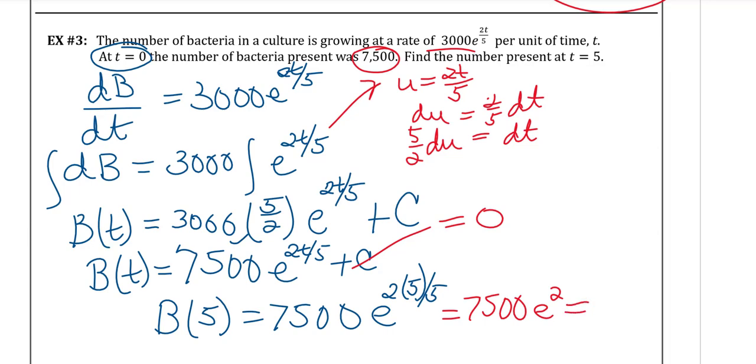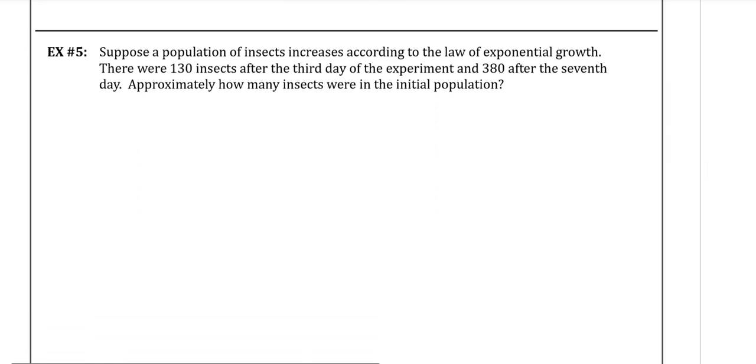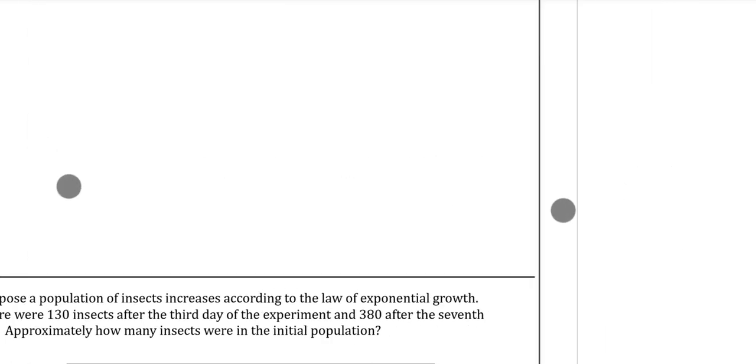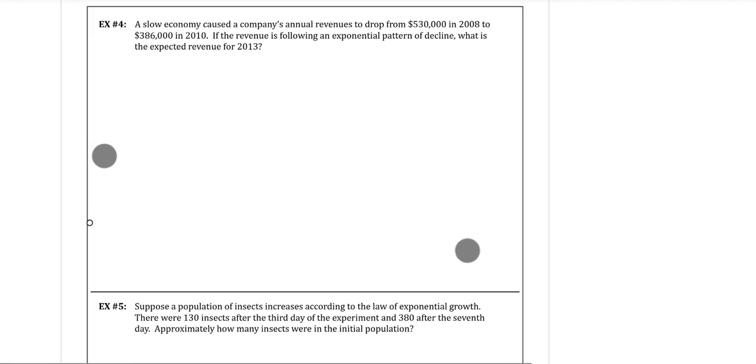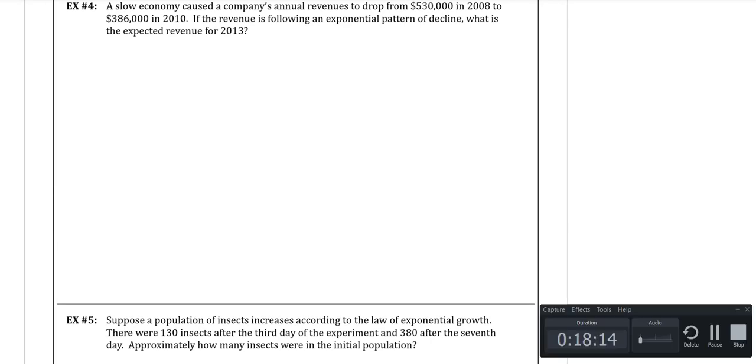So this is equal to 55,418 bacteria. Okay, and that's, oh, there is one more. I thought that was the last example. We have 2 more. Okay, so let's go ahead. These 2 I will let you guys do, and I'll write the answers here, and then you can check them, and we can go over them in class.